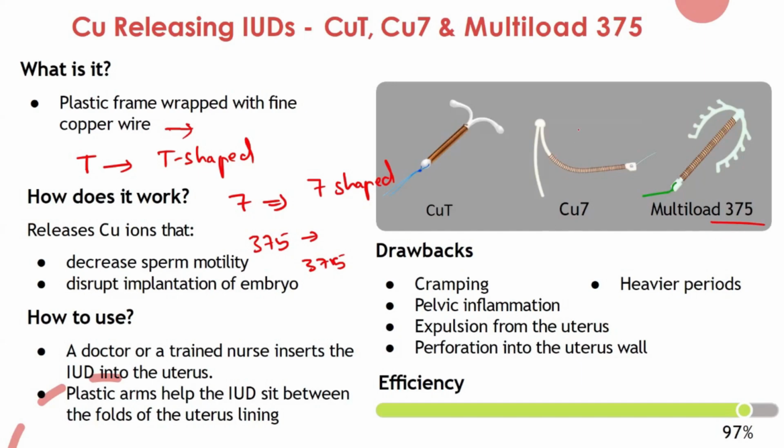So CU7 is 7-shaped, CUT is T-shaped, and multi-load 375 has copper wrapped almost 375. There is a 380 as well, so remember that. That means 380 copper is wrapped around this stem.